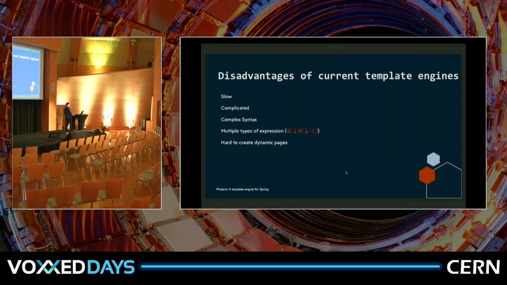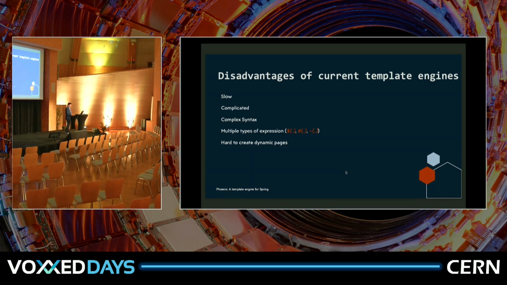But I do want to talk about the disadvantages of current template engines that use server-side rendering, especially those available for Spring. Here, I'm sure you've heard about JSP, Thymeleaf, Freemarker. These are among the most well-known template engines available for Spring at the moment.